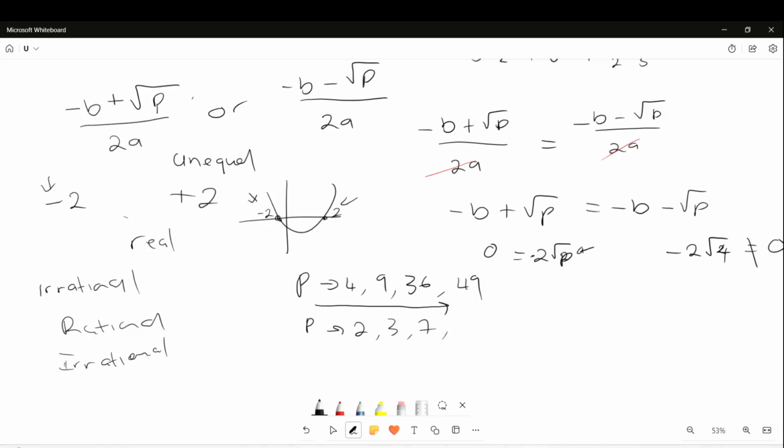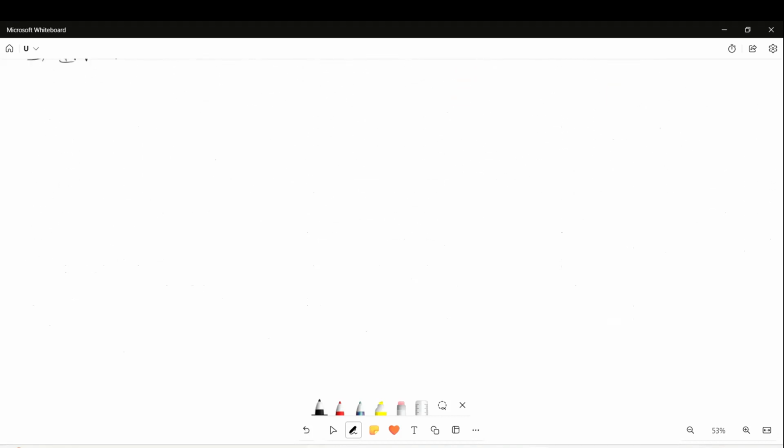But again, if delta is not a perfect square, then the roots will be irrational. If it is a perfect square, then the roots will be rational. So it will depend on what your p value is to determine the nature of the roots here. So the roots are unequal. They're also real, and they can either be rational or irrational in their case. Hoping that you understand that one.